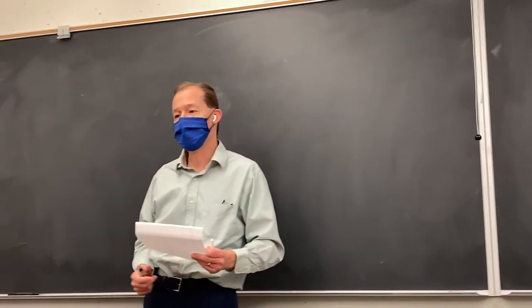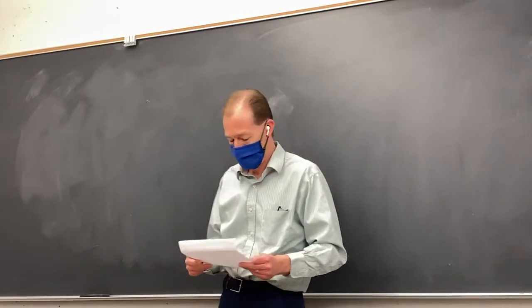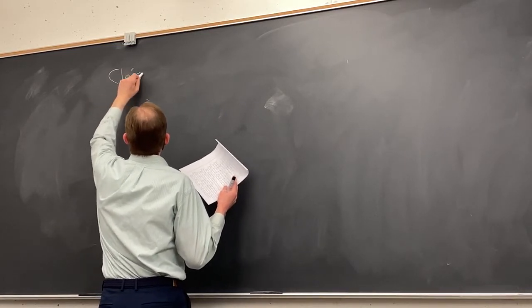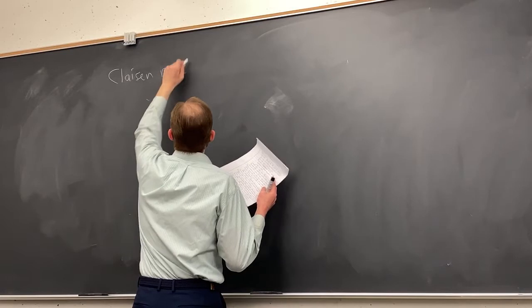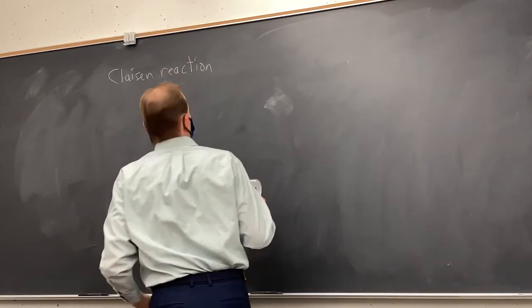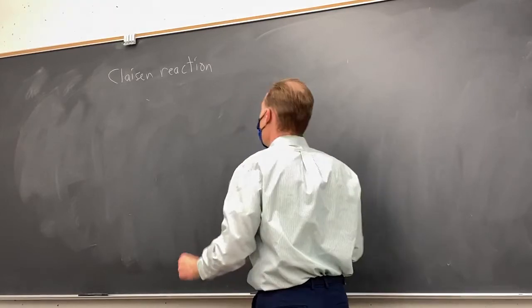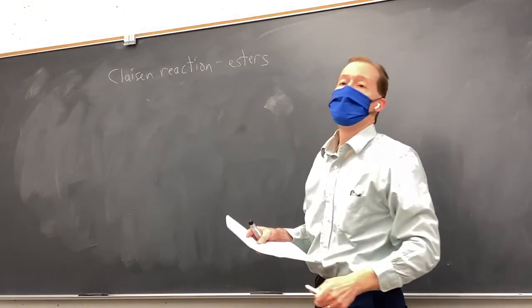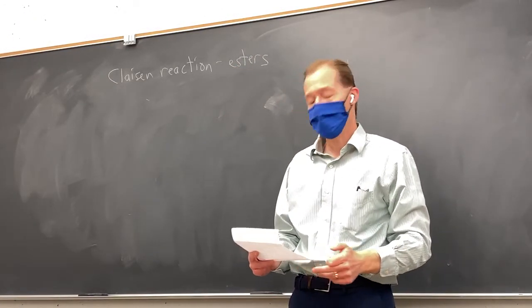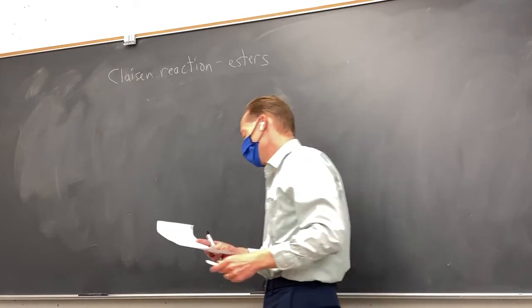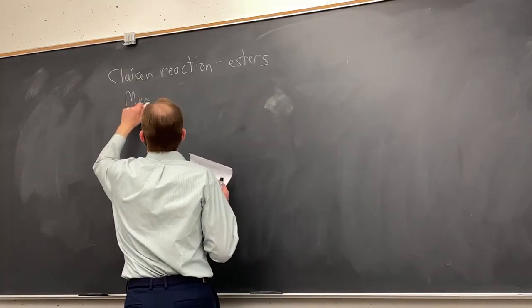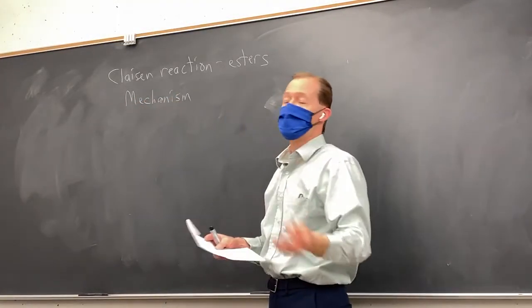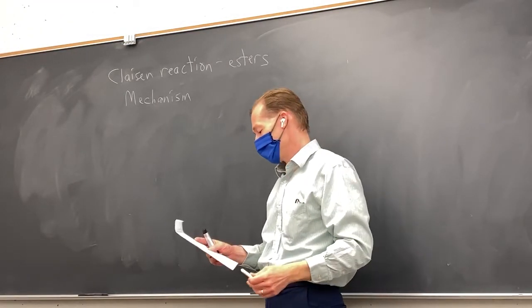All right, so after we learned about the aldol reaction, we then learned about the Claisen reaction. So the Claisen reaction, like the aldol reaction, is a condensation reaction between two carbonyl compounds. But because it uses esters instead of aldehydes or ketones, the products of a Claisen reaction are beta ketoesters. The mechanism is important. It's a nucleophilic substitution as opposed to the aldol being a nucleophilic addition.